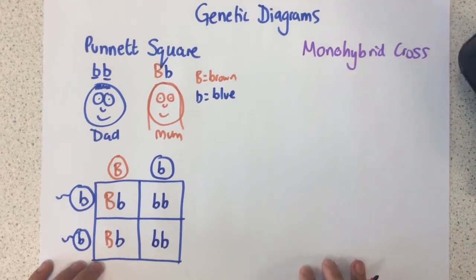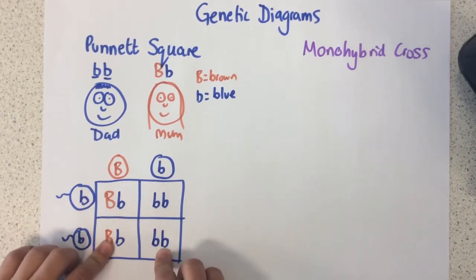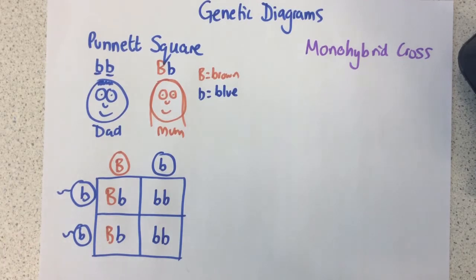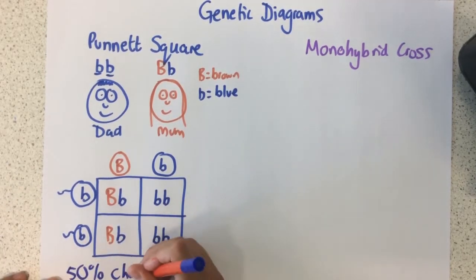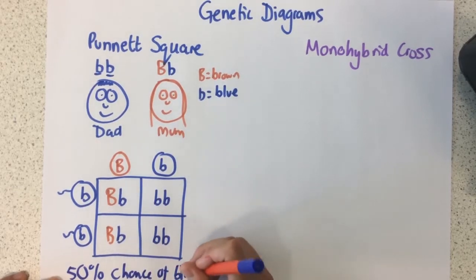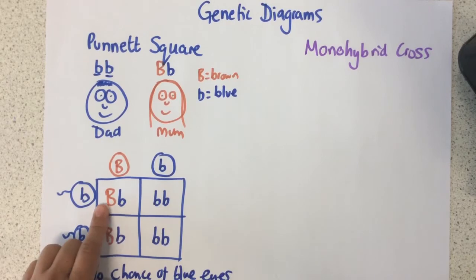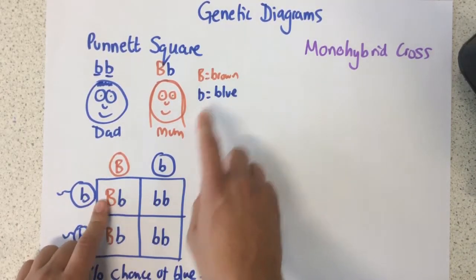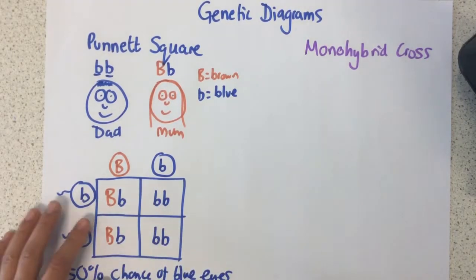So, which ones are brown eyes? This child here, because they have that dominant allele for brown eyes, would have brown eyes. This child would have brown eyes. This one would have blue eyes. This one would have blue eyes. So what's the percentage chance that they have blue eyes? It's a 50% chance of blue eyes. Please notice, guys, you always use the same letter. So it's always the capital of one letter and the lowercase of the same letter.